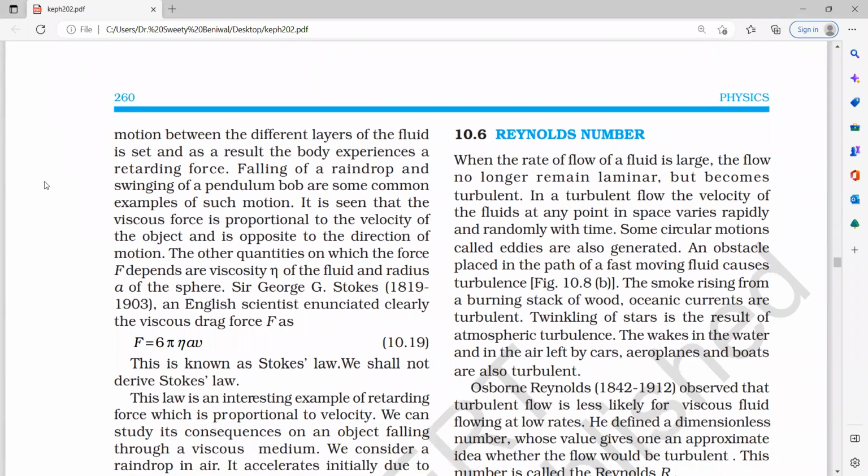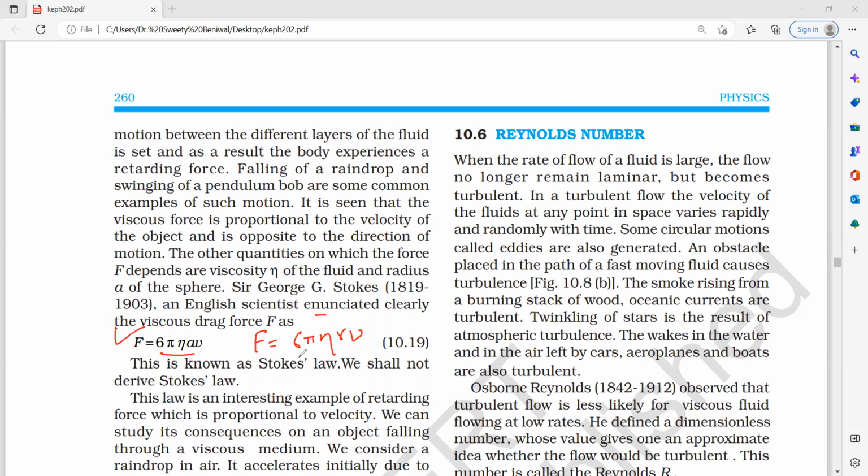And this is mathematically given by a scientist, Sir George G. Stokes, an English physicist, who enunciated clearly the viscous drag force Fs. This force F is 6 pi eta aV. A, you can sometimes replace by radius. F is 6 pi eta rV. This is known as Stokes law, and we shall not derive Stokes law.